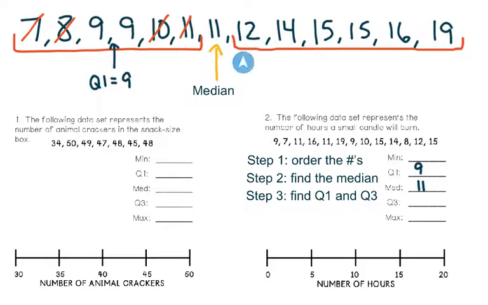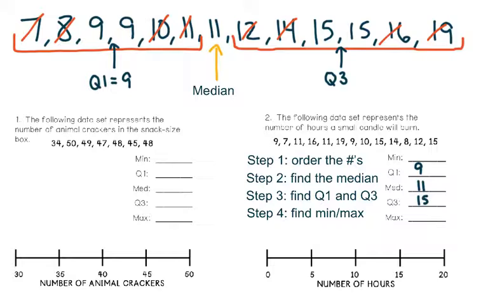See if you can do the same thing with the upper half of numbers. Find Q3 from this set and press play when you're ready to check. You should have discovered that the median of the upper half of the data, Q3, was 15. Since they're both in the middle, they're both 15, we can just say that that's the median.